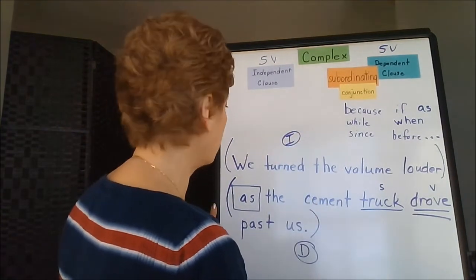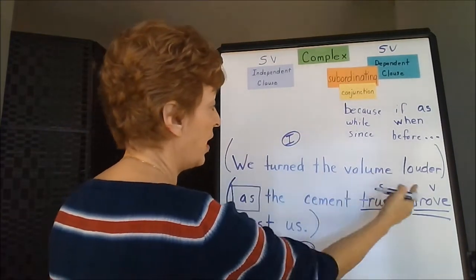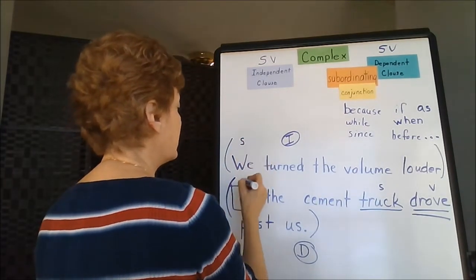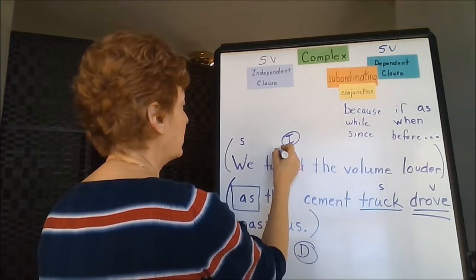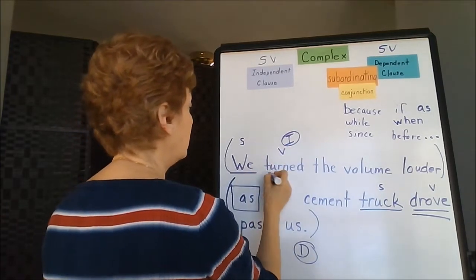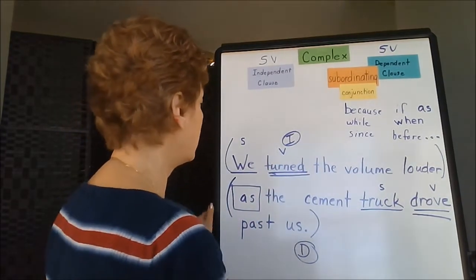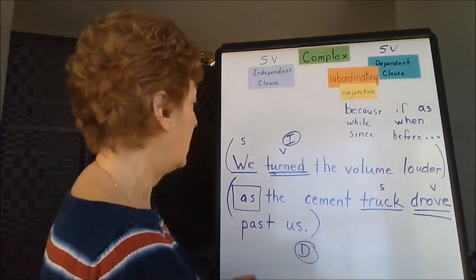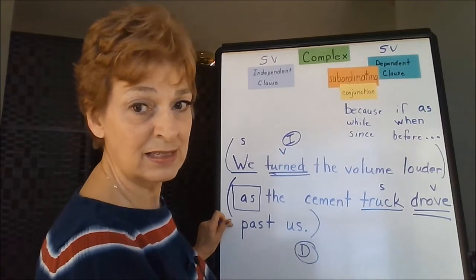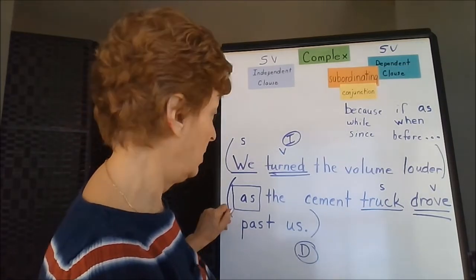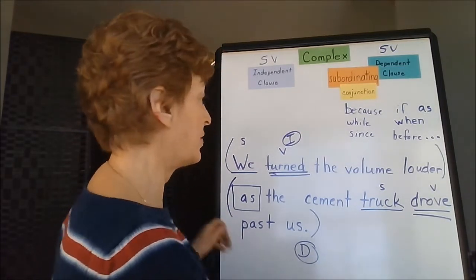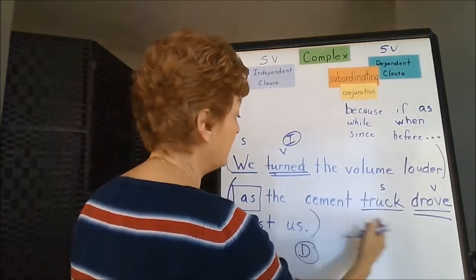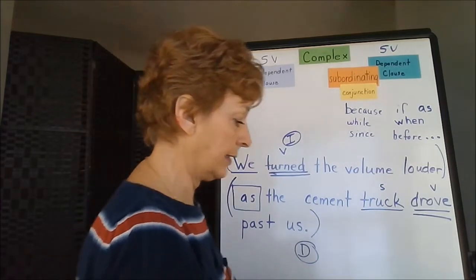Let's find its subject and verb. We turned the volume louder. We, it's a pronoun that functions as a subject. Turned, you can turn. We turned. So we have, we turned the volume louder. Oh, I see. And then the dependent clause explains to us why we had to, because the cement truck drove by. A noisy thing. Okay, so we have an independent clause here, and the dependent clause is second.